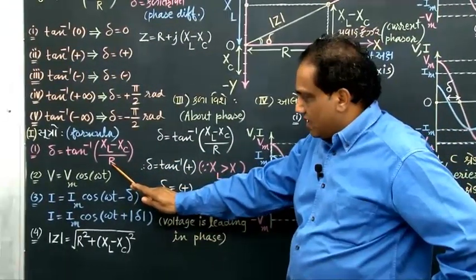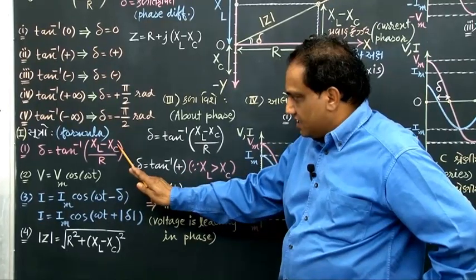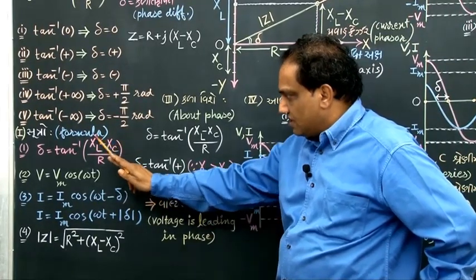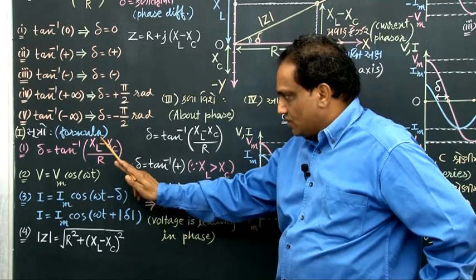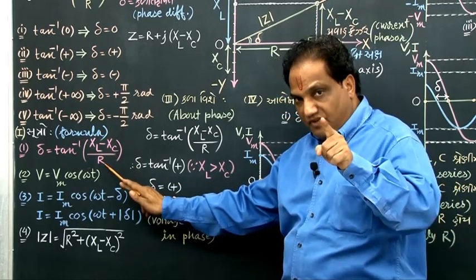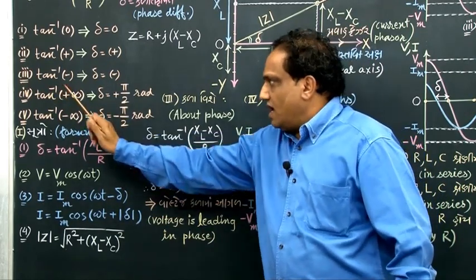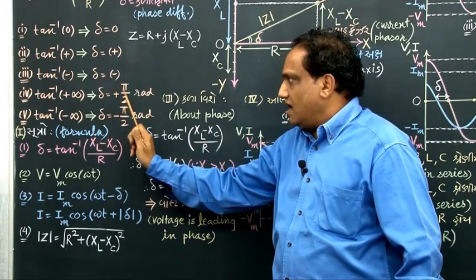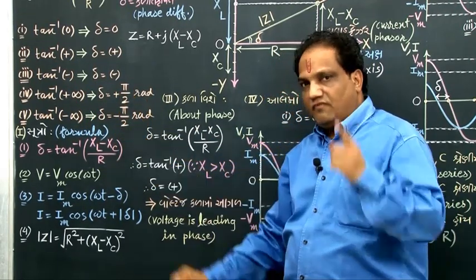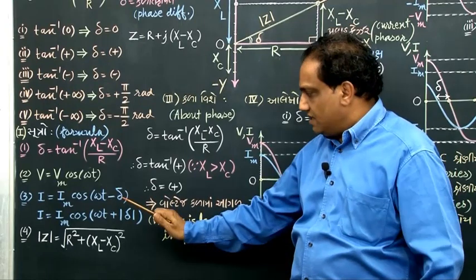resistance is not there, so R is 0. But XL greater than XC, bigger minus smaller, this number will be positive. Positive upon 0 is plus infinity, tan inverse of plus infinity, then delta is plus pi by 2 radian. When delta is plus pi by 2 radian, put it here.